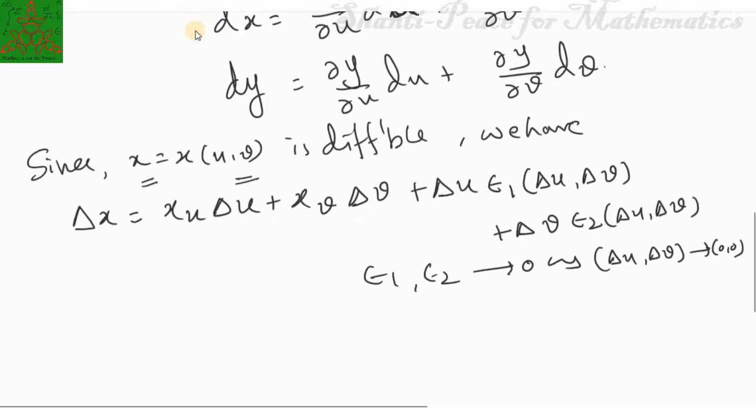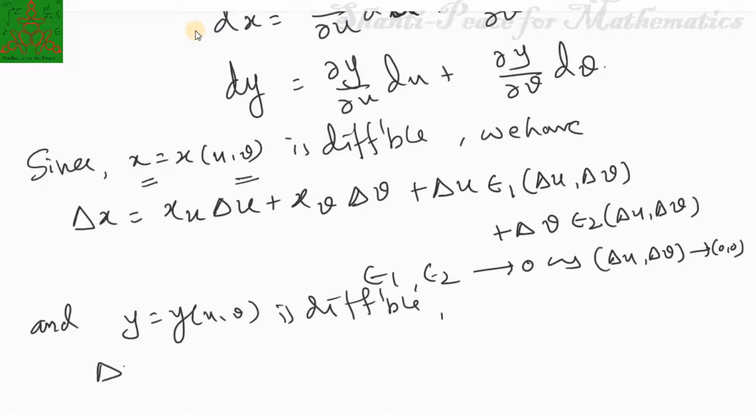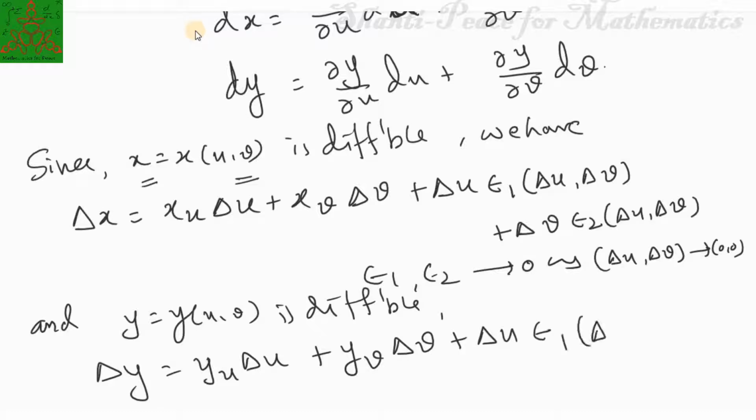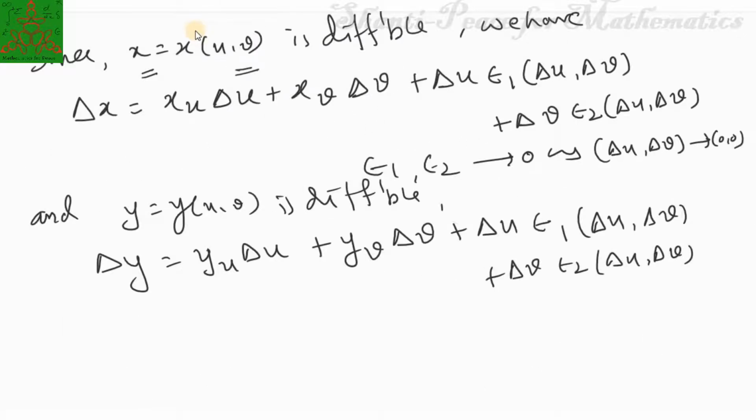Similarly, y is also differentiable. So for that, delta y equals y_u delta u plus y_v delta v plus epsilon 3 delta u plus epsilon 4 delta v. Since epsilon 1 and epsilon 2 are already used, we use epsilon 3 and epsilon 4 here, and epsilon 3 and epsilon 4 tend to 0 as delta u, delta v tend to 0.